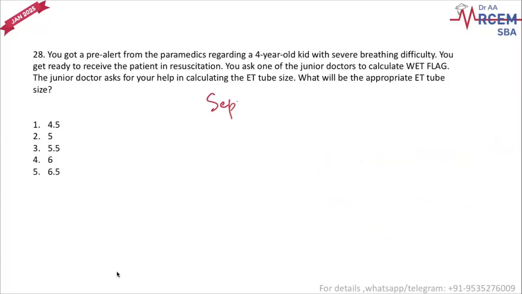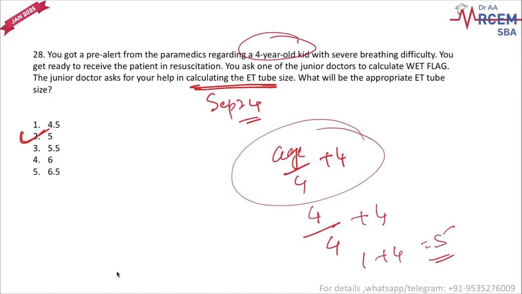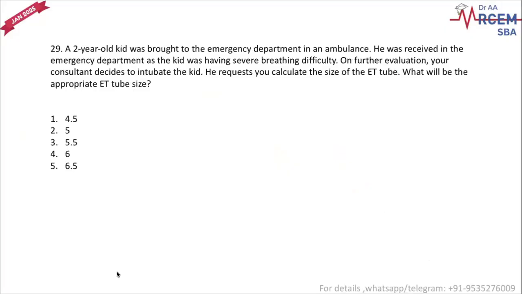This question has appeared in September 24. They're basically asking you to calculate the ET tube size. It is a 4 year old kid. So what is the formula we are using? Age divided by 4 plus 4, which we learned in our resuscitation chapter. The child is 4 years old, so 4 divided by 4 plus 4 is 1 plus 4, which is 5. So the right answer is the fifth one. They have not mentioned cuffed or uncuffed, which is why I'm using this formula. Usually they stopped mentioning it as cuffed or uncuffed. It is understood. This is the formula you're supposed to use.